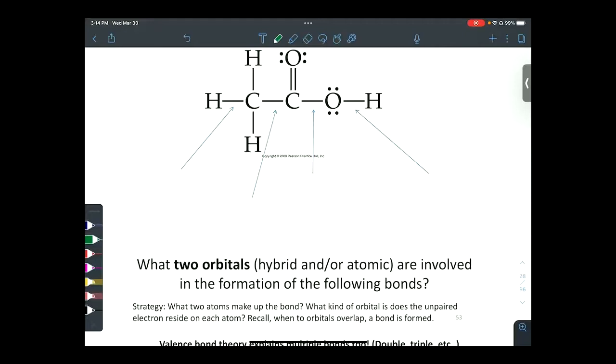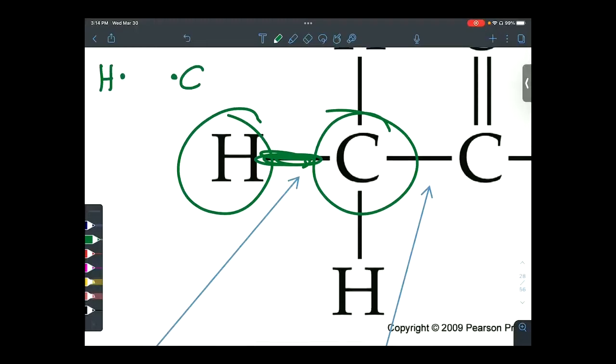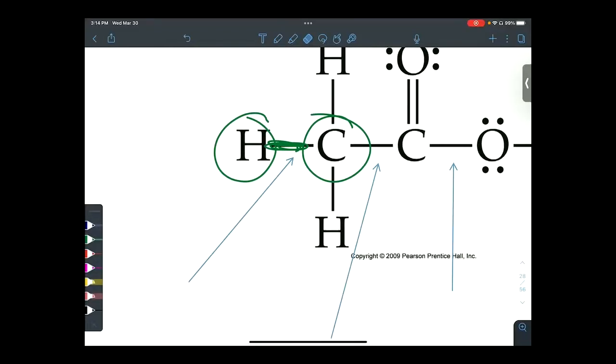So if we look at the first bond, what 2 atoms are involved in this first bond right here? There's a hydrogen and a carbon. So you need to ask yourself, what orbitals are overlapping to create this bond? First we'll look at hydrogen. Really what you're thinking is, where's that unpaired electron? If this was a Lewis structure, we would combine those 2 unpaired electrons to make a bond. But now we're thinking, what orbitals are those electrons in? For hydrogen, does hydrogen undergo hybridization? No. When hydrogen is involved in a bond, it's always its 1s orbital.